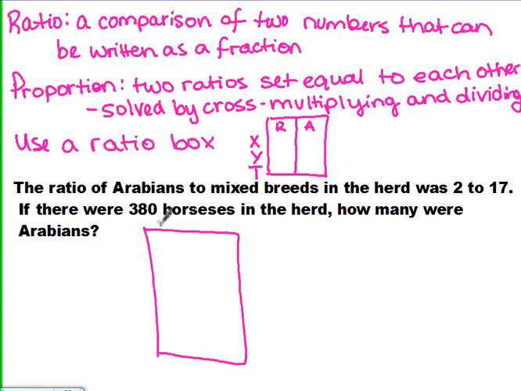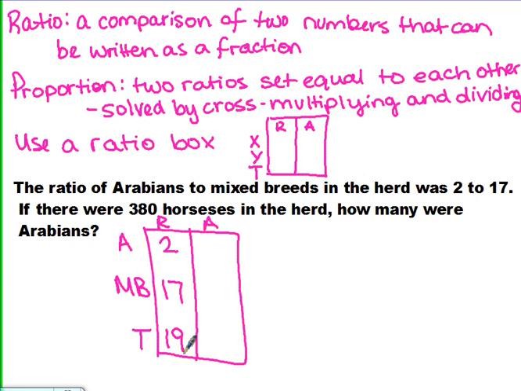All right, in our ratio box, we have a ratio column and an actual column. We always have a total, and then let's talk about the things that we're comparing. We're comparing Arabians to mixed breeds. All right, so we've got our box labeled. Now we can start to plug in the information. Now, the ratio of Arabians to mixed breeds was 2 to 17. So there was 2 Arabians to 17 mixed breeds. To find a total, we add. All right, so the total column is going to be 2 plus 17, which is 19.